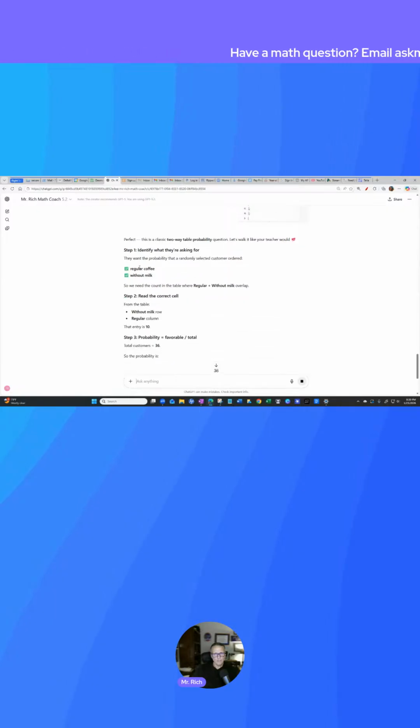All right, so step 1, identify what they're asking for. They want the probability that a randomly selected customer ordered regular coffee without milk. So we need the count in the table where regular and without milk overlap. Read the correct cell. Without milk row, regular column, that entry is 10.